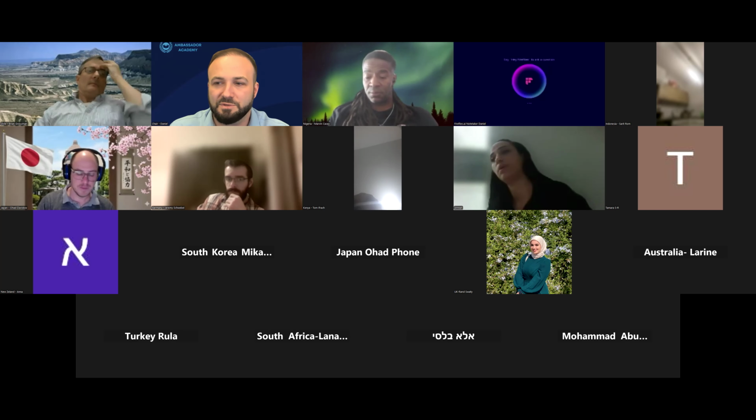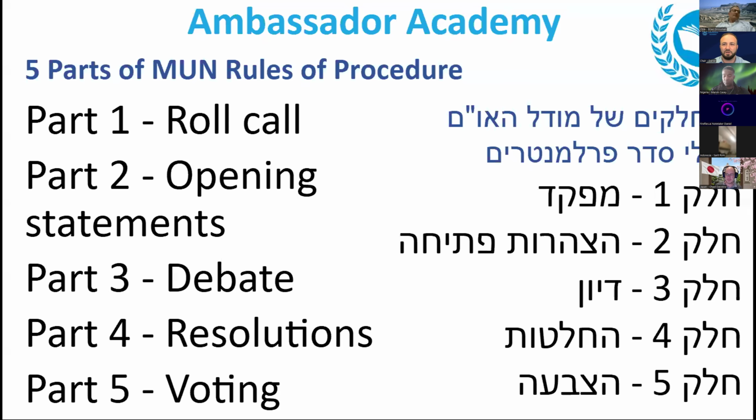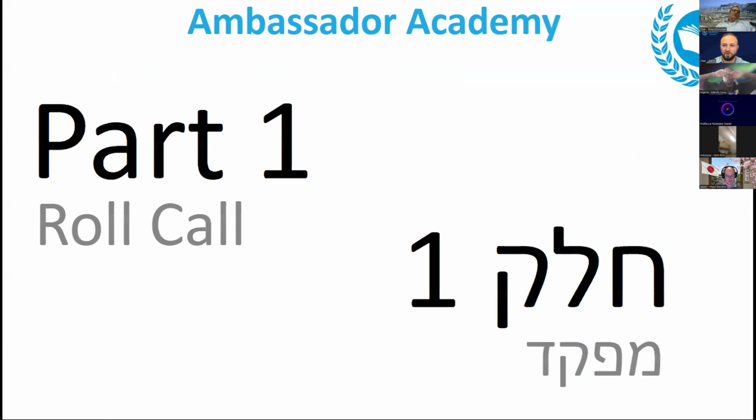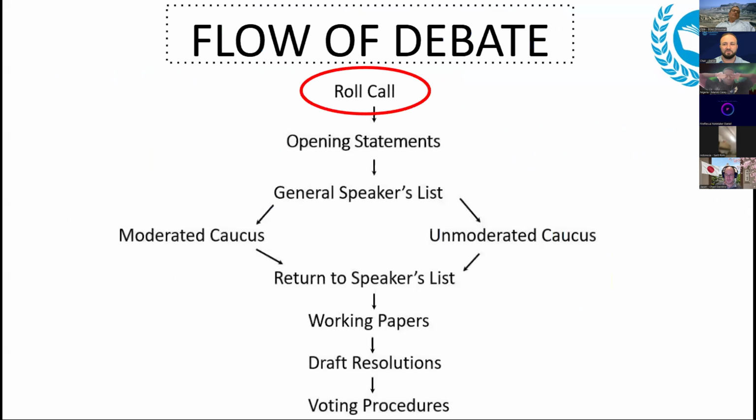So, the 5 parts of Model UN for today's purposes are roll call, opening statements, debate, resolutions, and voting. We're going to start with roll call. Roll call is the beginning of the flow of debate. This is the overall structure of how Model UN works. There's roll call, followed by opening statements, where everyone gives their opening speech. Then there's the debate section in the middle, with the different arrows pointing around. We'll learn what all that is: general speakers list, moderated and unmoderated caucus, working papers where you write down your ideas, draft resolutions once they're voted on, and then voting procedure, which is the process of voting.